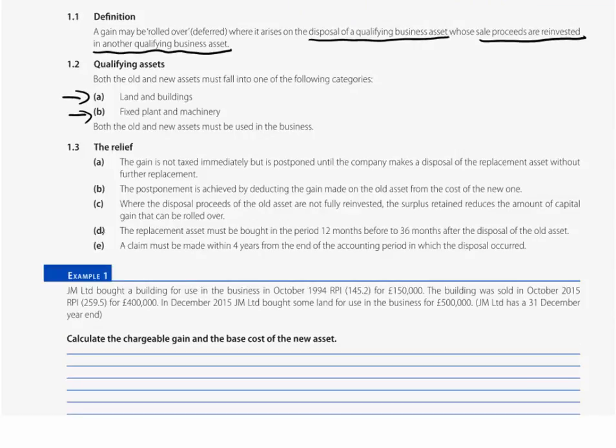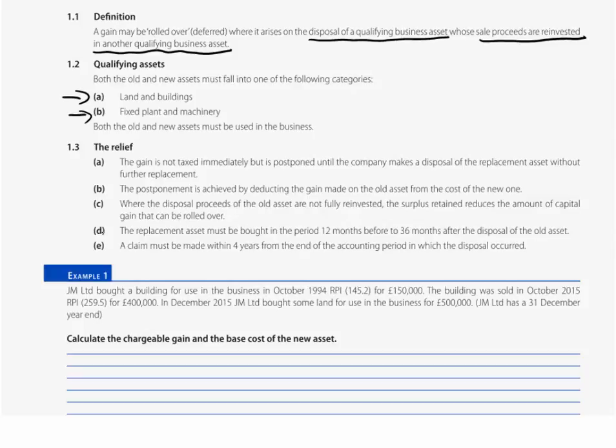What happens? The gain is not now immediately taxed, but it's postponed until, of course, the company makes a subsequent disposal of the replacement asset without then any further replacement. The beauty of rollover is that the deferral process may continue on ad infinitum, as the Latins used to say. It can carry on and on and on, because at any point at which there is a disposal, if there is then an acquisition and a reinvestment, if that reinvestment is at least in full of all those proceeds, gain after gain continue to be deferred.